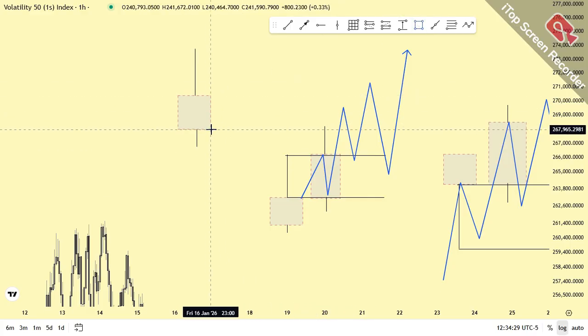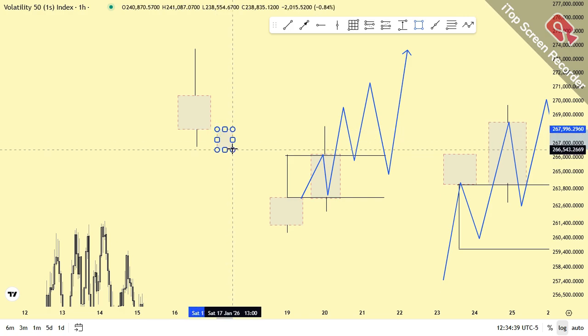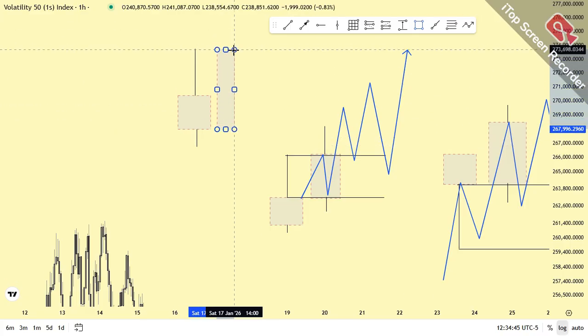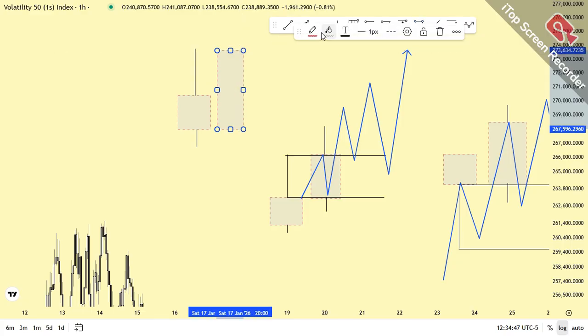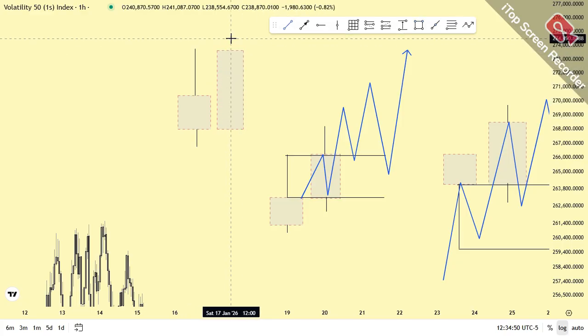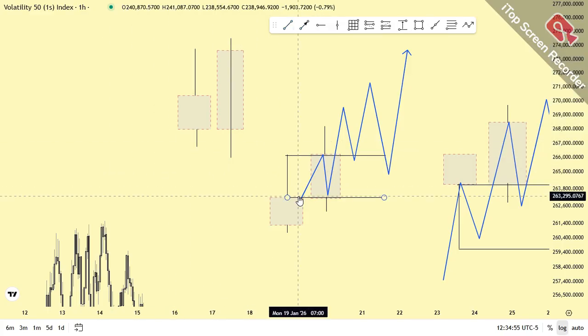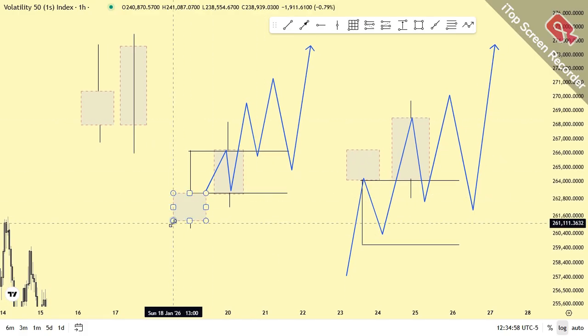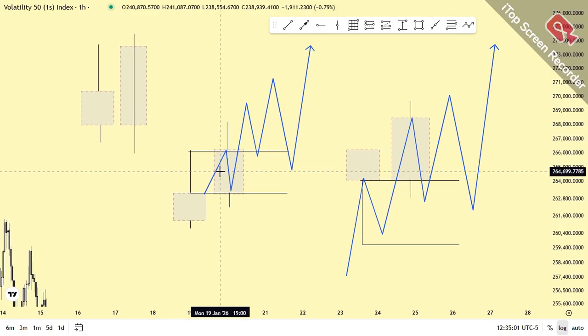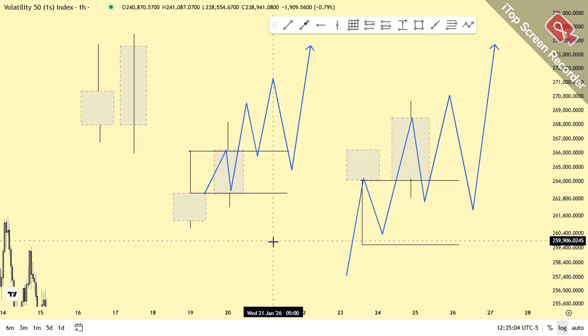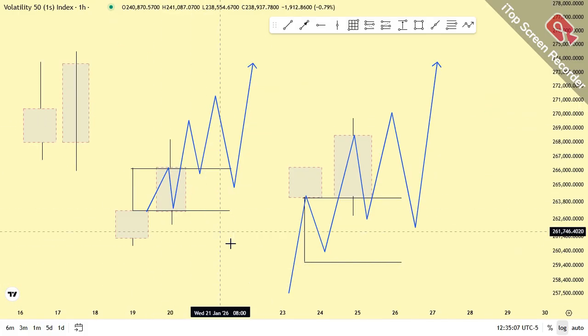Then the next candle opened here, went down to create the wick, and then pushed and closed here. So it could be any of these, but it's just about the understanding of the open, close, high, and low. For this example, I'll just adjust it to this. If you want it to be like this, the idea is still the same.